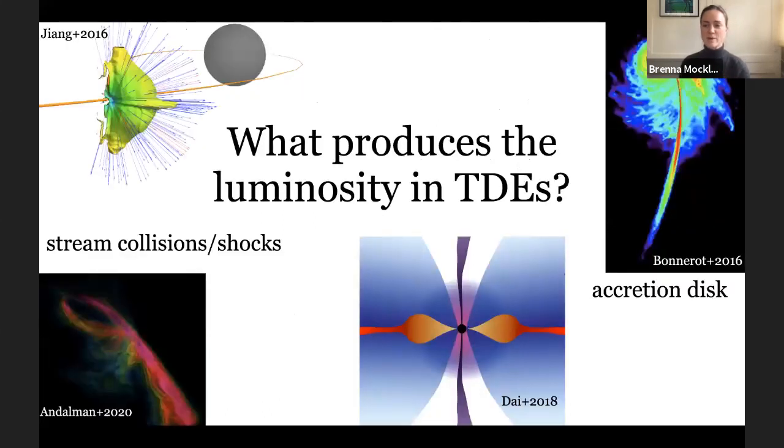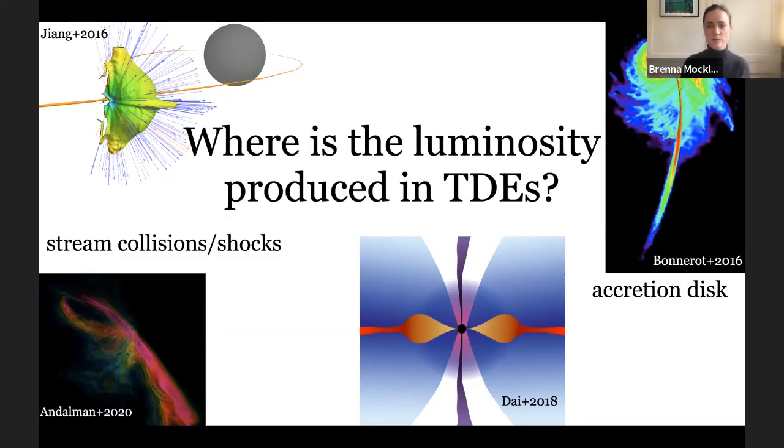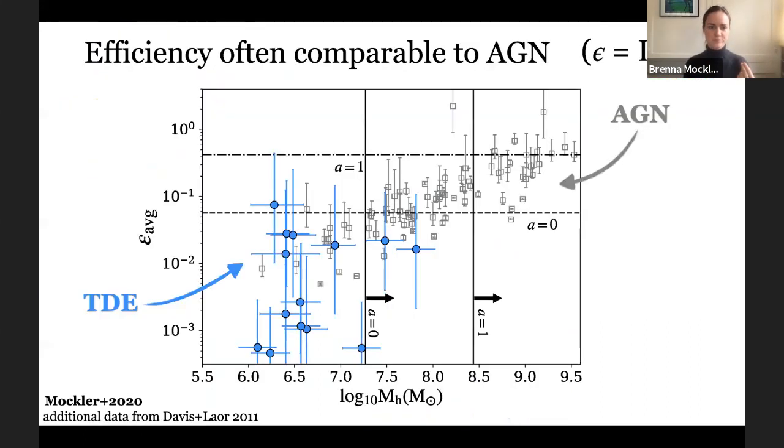This is exciting. I'm going to give my last couple minutes to talking about the controversy on what produces the actual luminosity in TDEs and how we can use the models that I was discussing to help us understand that. So basically, another way to phrase this question is, where is the luminosity produced in TDEs? Is it produced in the stream collisions and shocks very far away from the black hole, or in the accretion disk very close to the gravitational radius of the black hole?